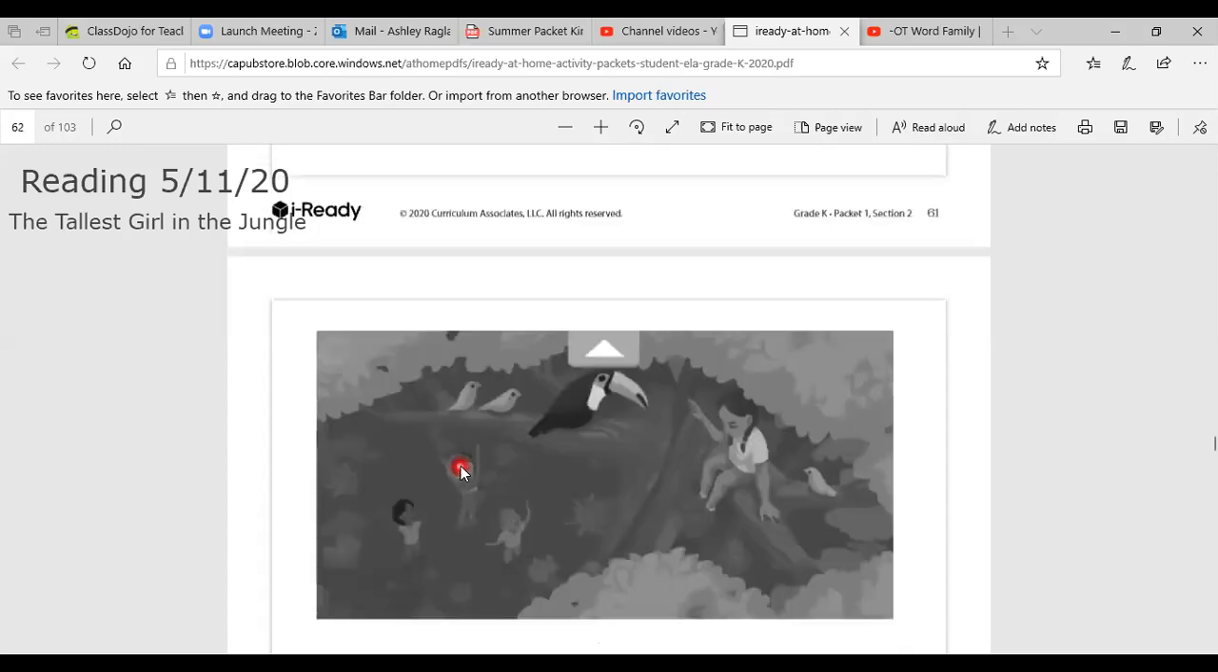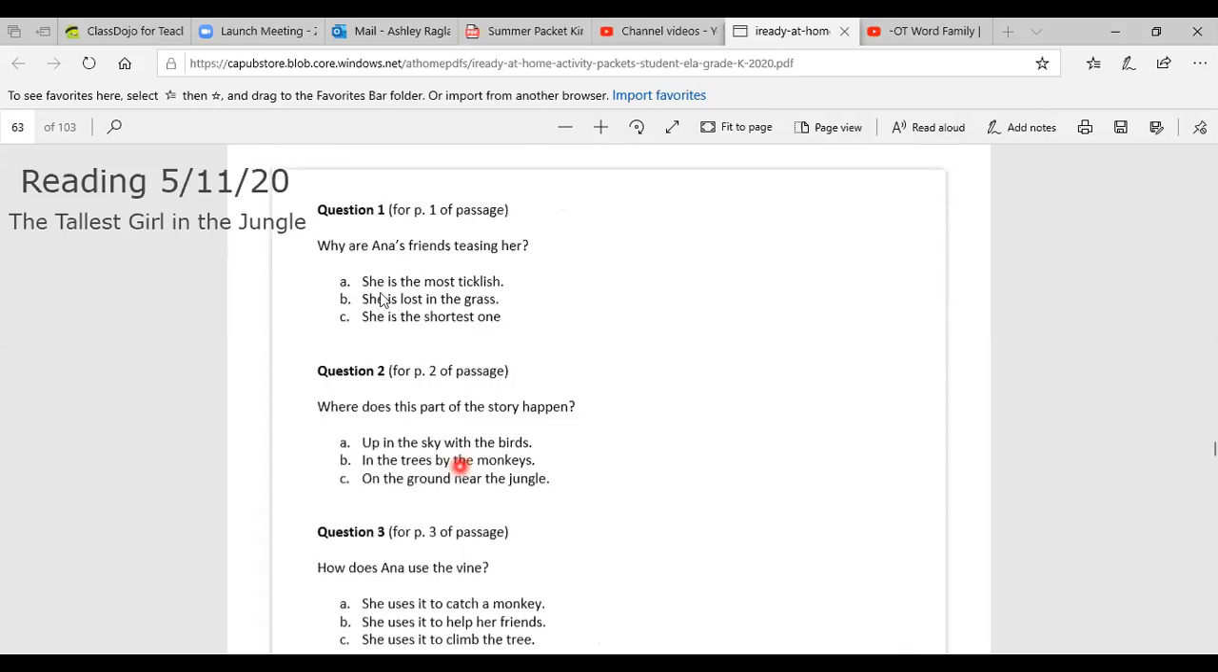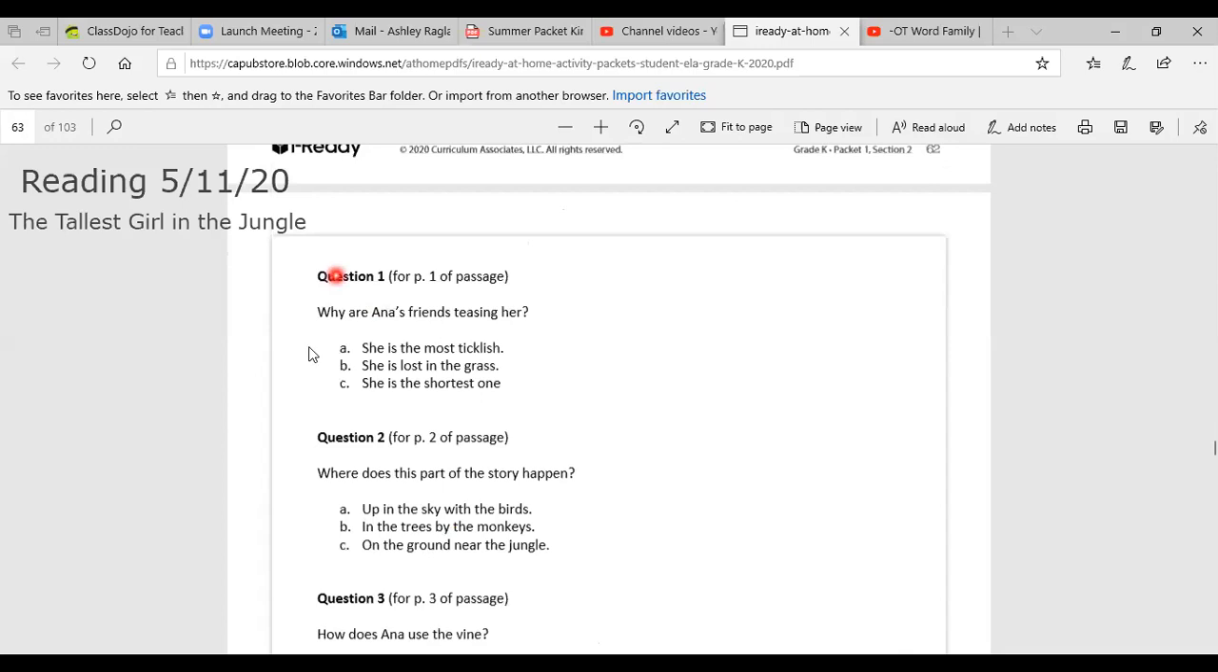Now, the other kids in the story are characters, they're just not our main characters. Okay, so on your paper, let's go ahead and write a number 1, and then let's hear what our question is. Number 1, why are Anna's friends teasing her? Think about it. The beginning of the story, they were making fun of her and teasing her. Why were they doing that?